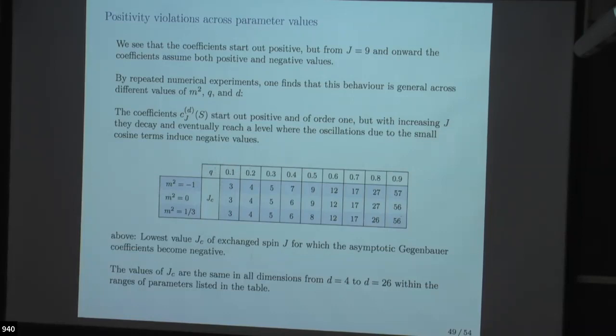Okay? And then in principle, the numbers depend on d, the number of dimensions, because the partial waves depend on d. But it just happens that the first appearance of negativity is the same for these values of the parameter, for d between 4 and 26. So basically we see these positivity violations everywhere.